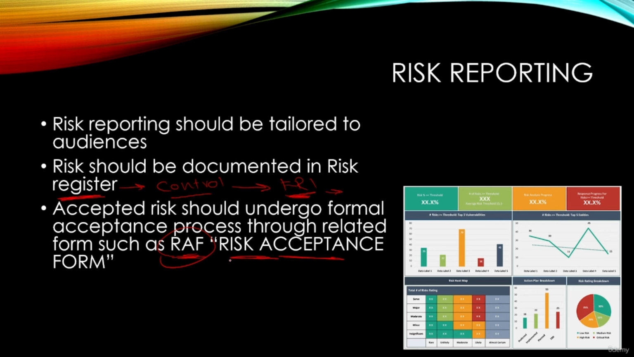What could be the difference between the risk register and the risk acceptance form? In the risk acceptance form, we can have more information and more analysis that has been approved by senior management in order to have this kind of risk accepted, or approved to be treated without controls or not to be treated at all.